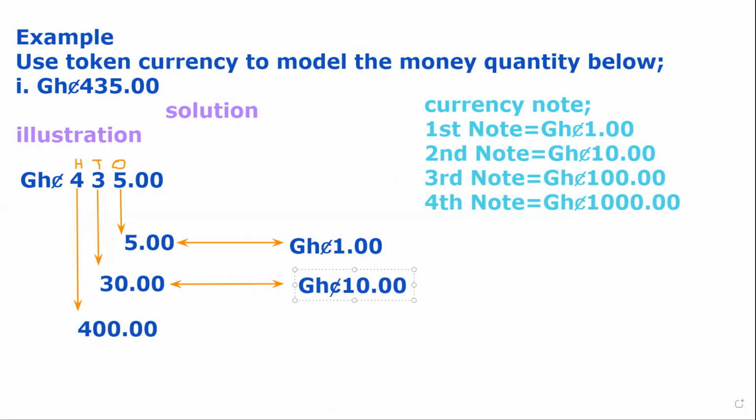Now we choose a currency note for the 400 Ghana cedi. And for the 400 Ghana cedi, the note that will be much appropriate for that is the 100 Ghana cedi. That is much closer to the 400 Ghana cedi than 1000 Ghana cedi. And that one is 100 Ghana cedi.